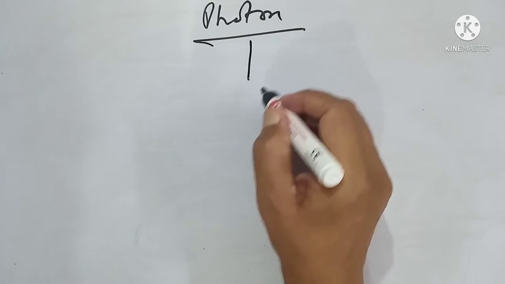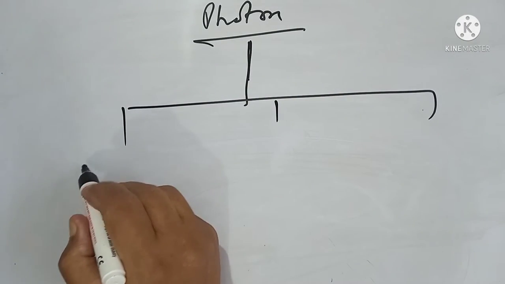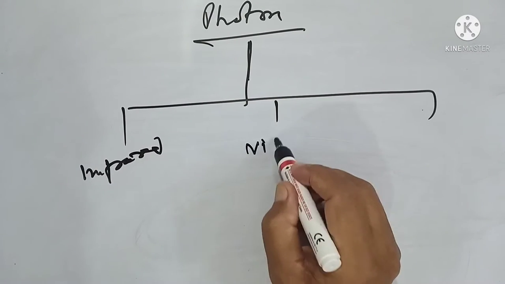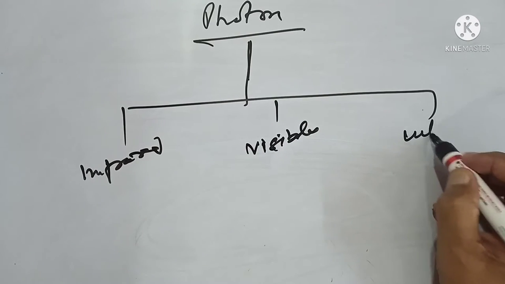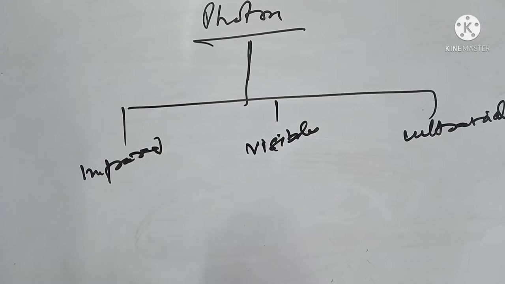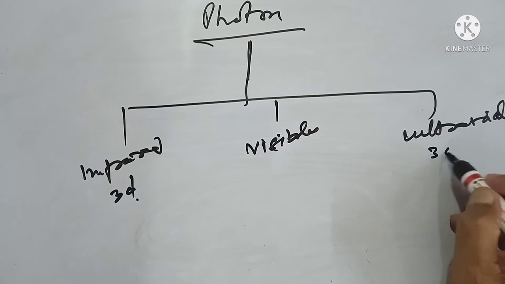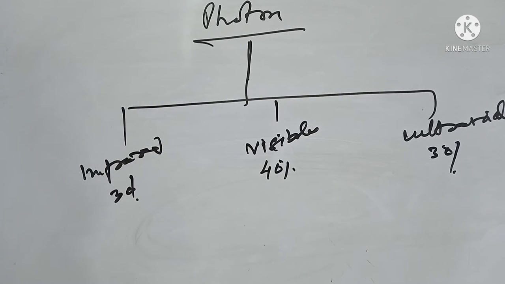It consists of three kinds of energy. One is infrared, this is the visible portion, and this is ultraviolet. 30% of the energy consists of infrared and 30% ultraviolet, 40% visible. Whatever we see throughout is only because of this kind of energy, visible energy.